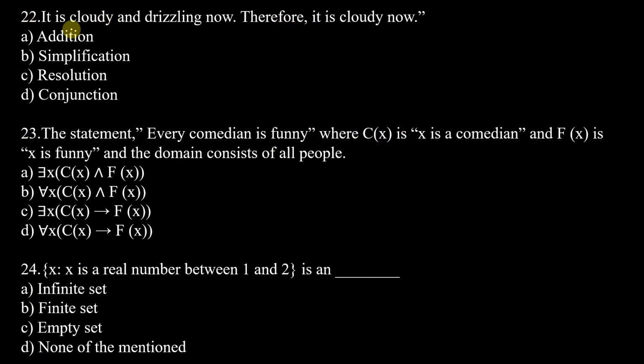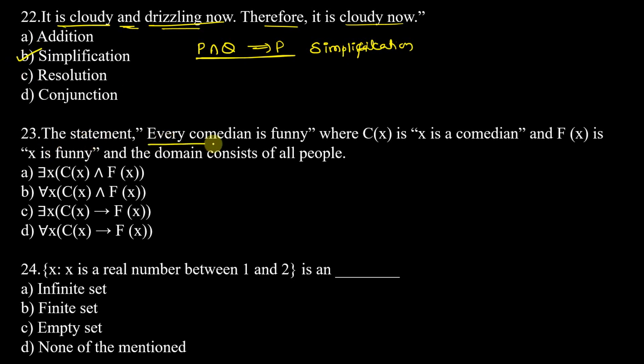Question 22. It is cloudy and drizzling now. Therefore, it is cloudy now. It is cloudy, I can call P, and drizzling now, I can call Q. This is logically implying it is cloudy, that is a P. So means P and Q is implying P. It is an implication. This implication is called simplification. That is an option.